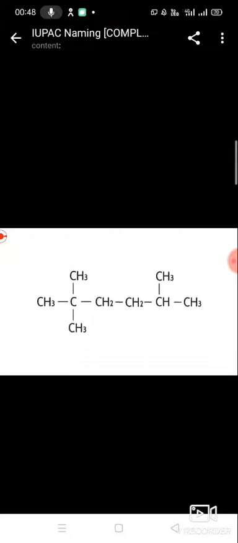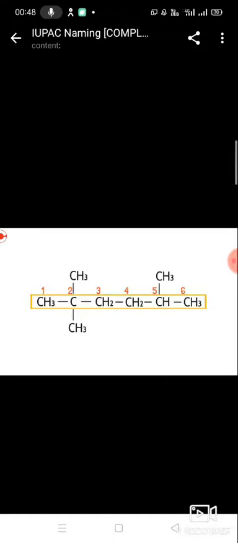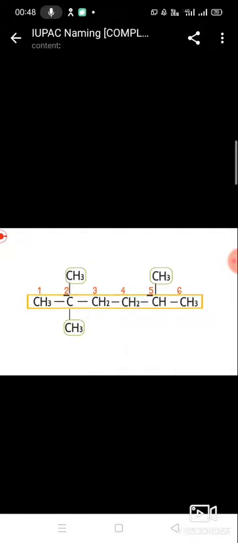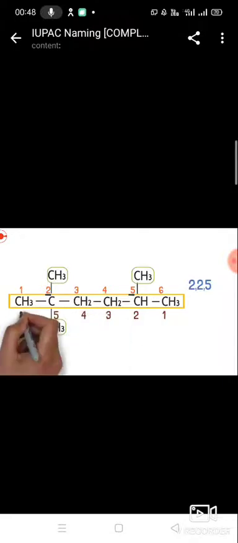Look at this example here. 6 carbon atoms are there in a straight line. It contains 2 attachments. On the second carbon atom, 2 methyl groups are there. On the fifth carbon atom, 1 methyl group is present. So 2, 2, 5. What is present? Methyl group is present. How many methyl groups? 3 methyl groups are present.